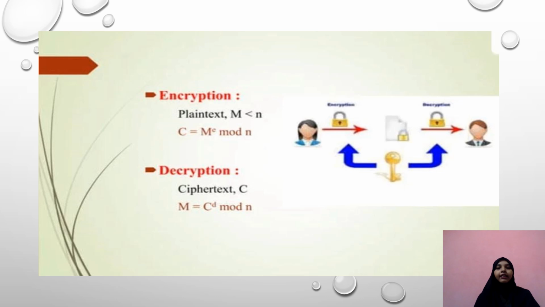So now let's look into the encryption and decryption part. Plain text m should be less than n. So we get a formula called C is equal to m to the power e mod n. For decryption, we use ciphertext C. M is equal to C to the power d mod n.